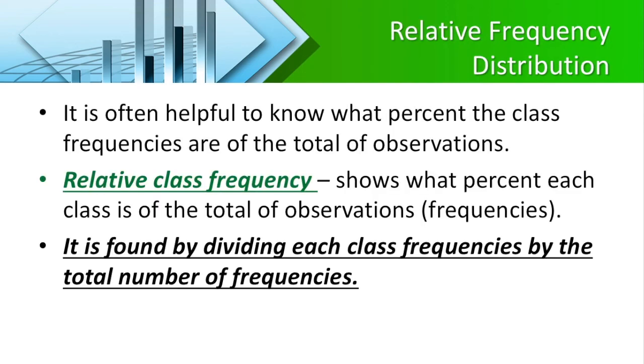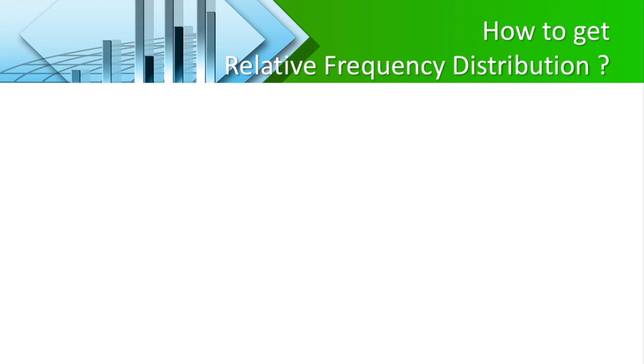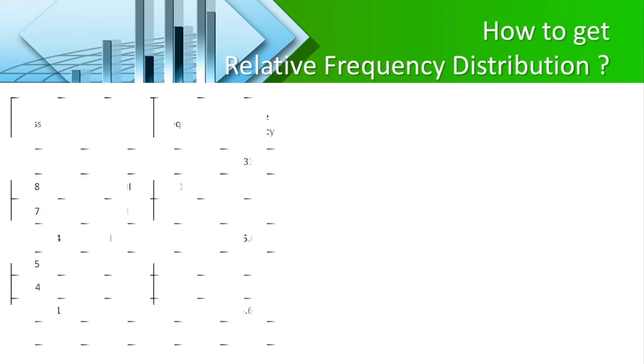Next, how about the relative frequency distribution? It says here, it is often helpful to know what percent the class frequencies are of the total of observations. Relative class frequency shows what percent each class is of the total of observations or frequencies. In short, this is found by dividing each class frequency by the total number of frequencies. That is very simple. So let's have an example on how to get the relative frequency distribution.